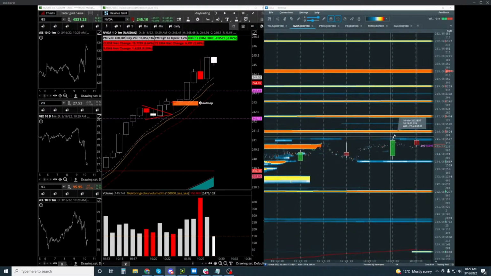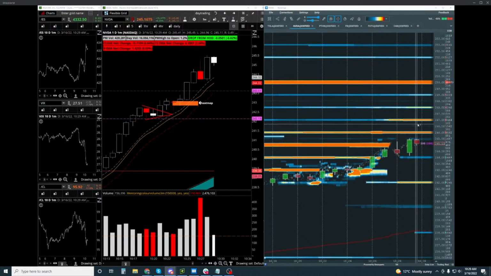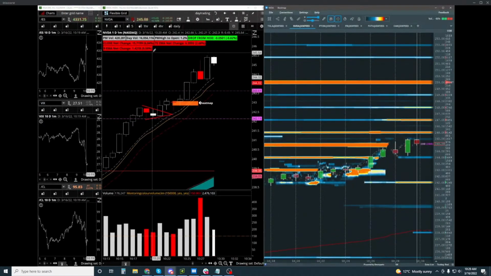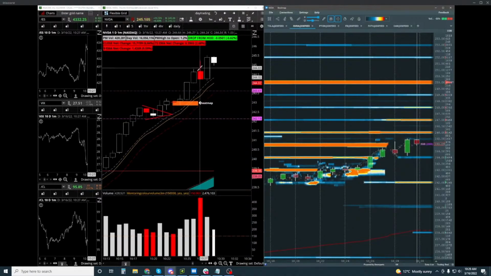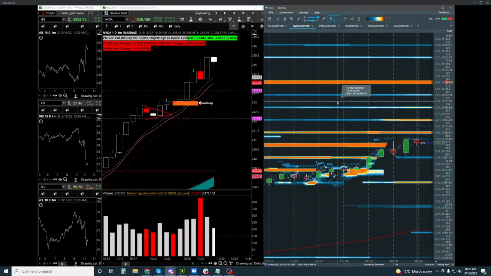245 is there, but now what you can see is a little bit more resistance above: 246, 247, 248, 249, and 250. Below we have nothing. So when I see this, I believe a pullback can come into this red line, that red orange line that you see over here.